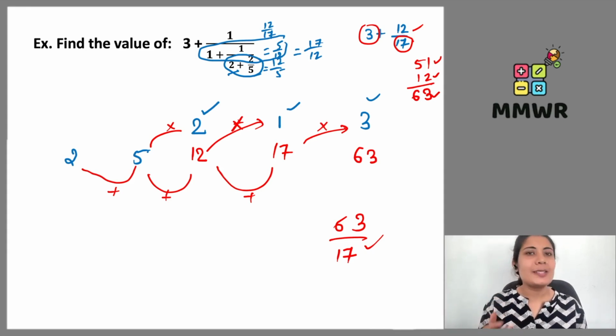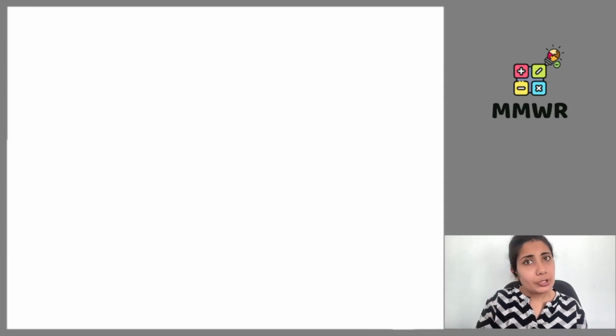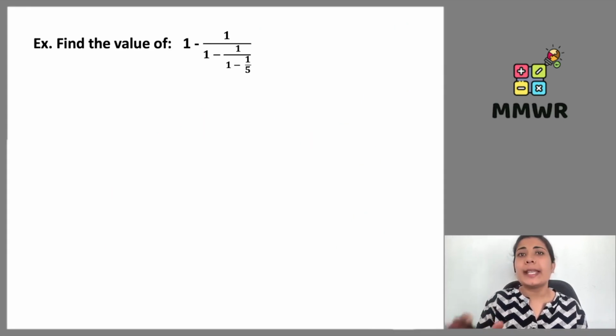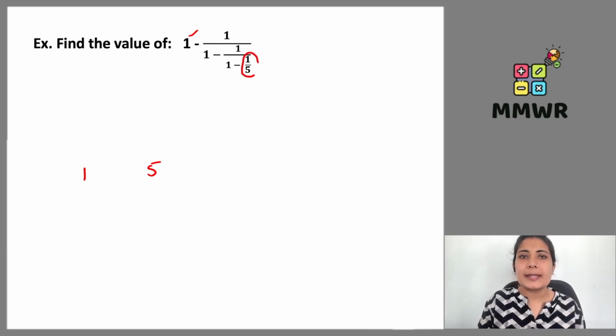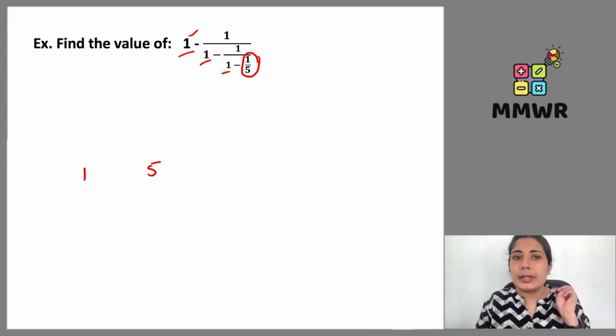So please practice it with different example. I'll be showing you with minus sign. In case of minus sign, what needs to be done. Okay. So 1 minus 1 upon 1 minus 1 upon 1 minus 1 upon 5. What we will be doing? First, the way of writing it, the pattern will be exactly same. First, we will be writing this 1 upon 5. Now 1, 1, 1. Total 3 steps are there. 1, 1, 1 with the minus sign.